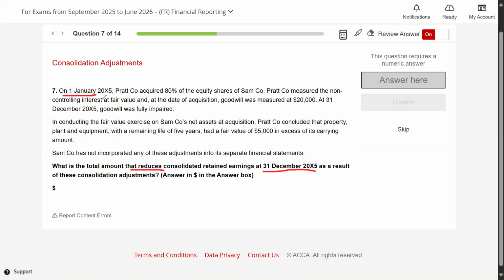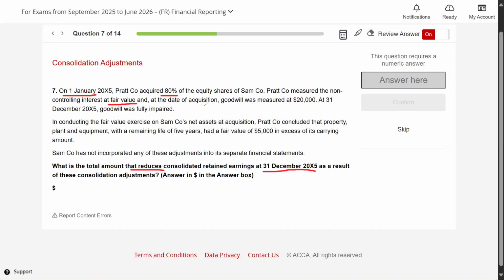Measured the non-controlling interest at fair value. Now this is very important. This means that if there is any goodwill impairment, or any item, it would be divided between the NCI and the controlling interest. So this is the 80%, and 20% is the NCI.